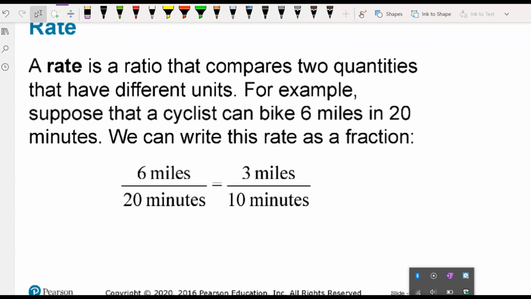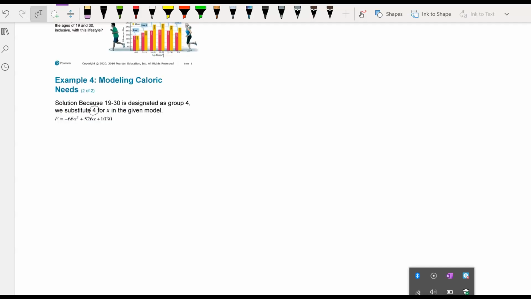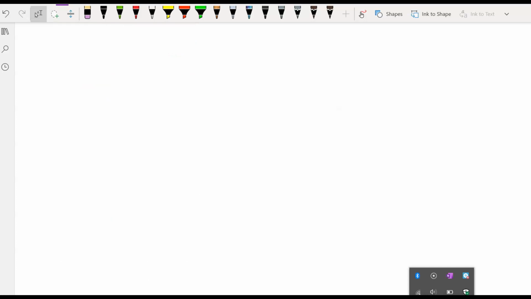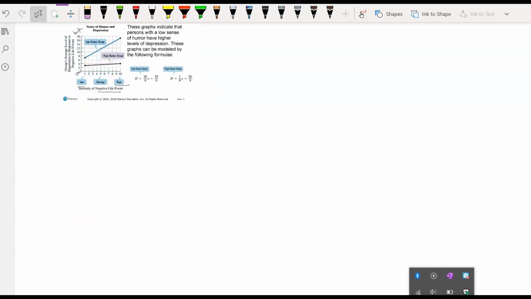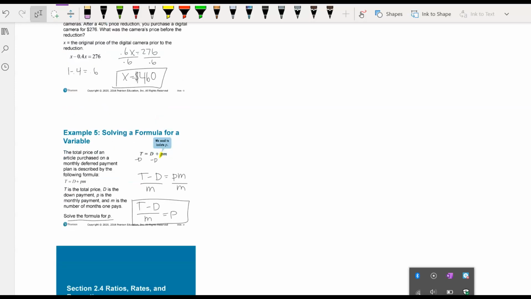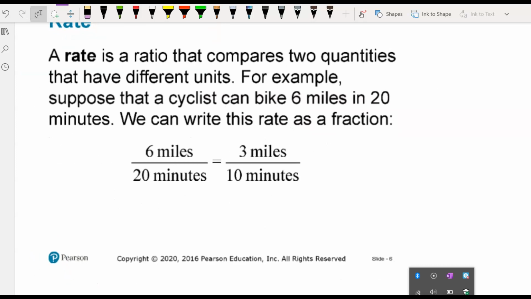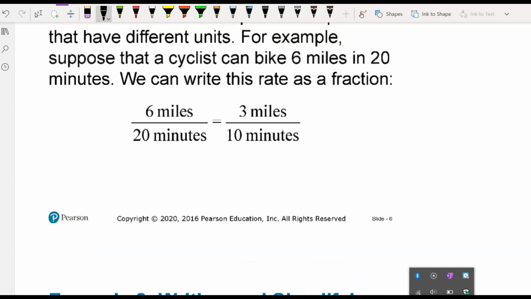A rate is a ratio that compares two quantities that have different units. So for example, suppose that a cyclist can bike 6 miles in 20 minutes. So we can write that as 6 miles over 20 minutes, which is 3 miles over 10 minutes, or 3 miles per 10 minutes.